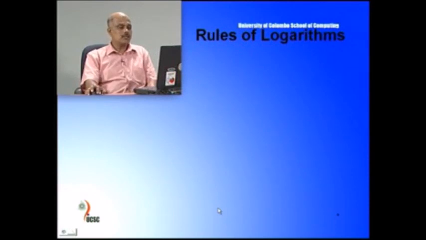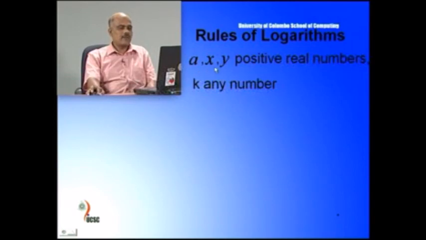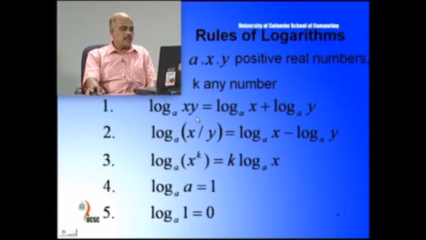Right. Now, to deal with manipulation of this kind of expression, there are a few rules. Let us see those rules. Let a, x, y be 3 positive real numbers and k be any number. And there are 5 rules. The first one: the logarithm of the multiplication of two numbers is equal to the summation of the logarithm of each number.